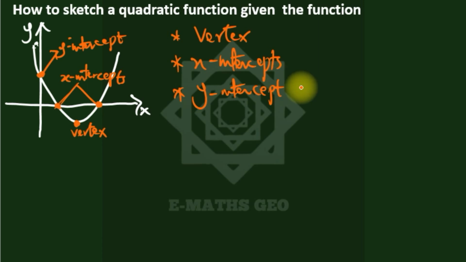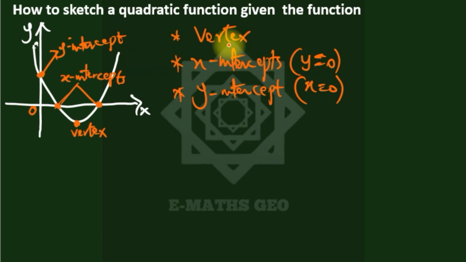So for y-intercept, it means where x is 0. As you can see, x is 0 here. So meaning substitute x as 0, you find y. For the x-intercept, substitute y as 0. Y equal to 0.